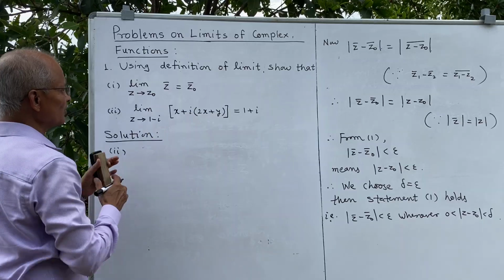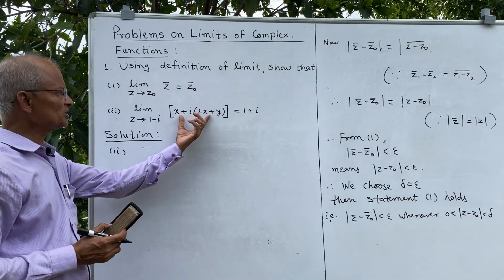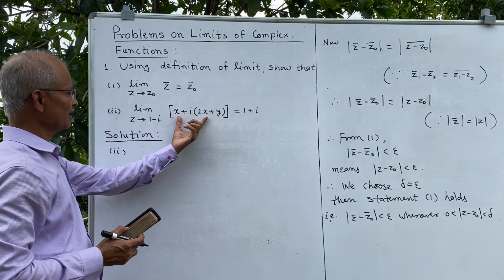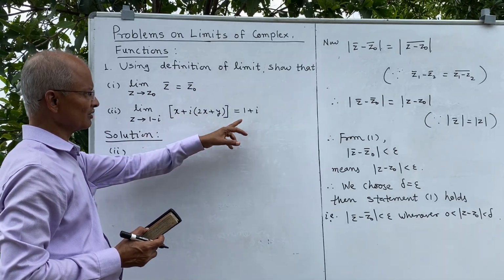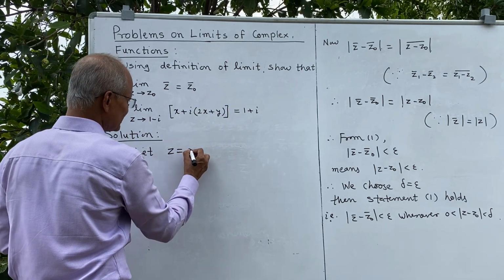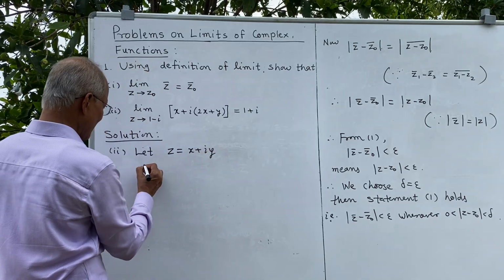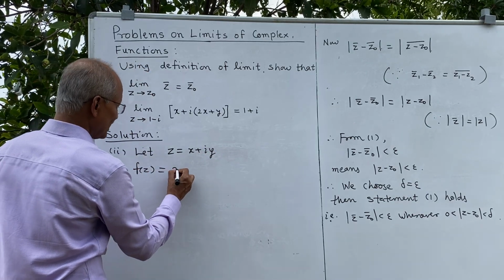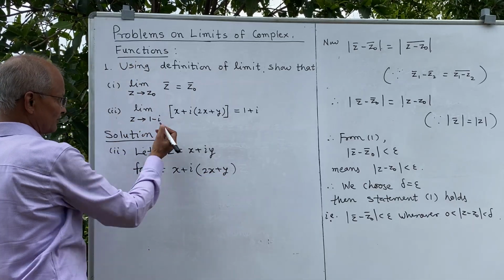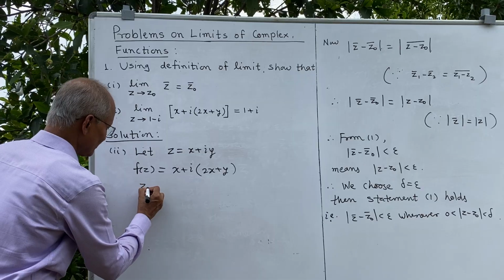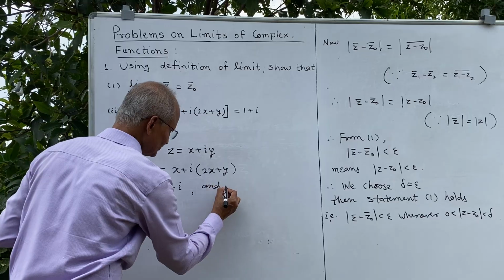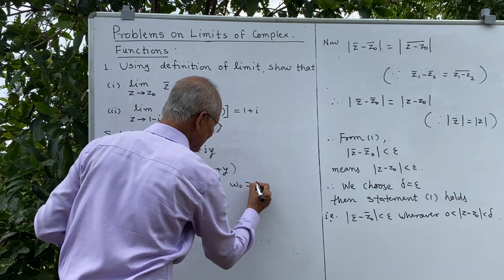Here what we need to prove is the limit of this. Suppose this is f of z and this is z naught; we have to prove limit f of z as z tends to z naught is equal to w naught, supposing this as w naught. So first, as earlier, z is equal to x plus i into y, f of z is equal to x plus i into 2x plus y, this is f of z, and z naught is equal to 1 minus i, and w naught is equal to 1 plus i.